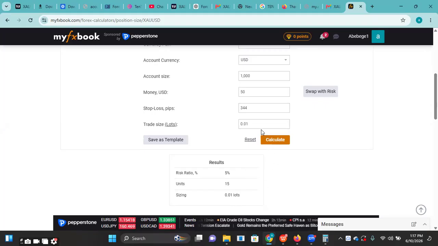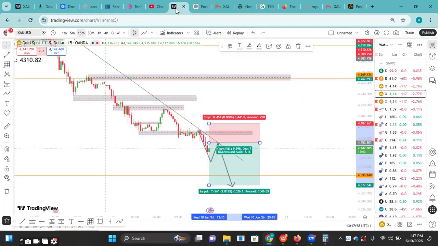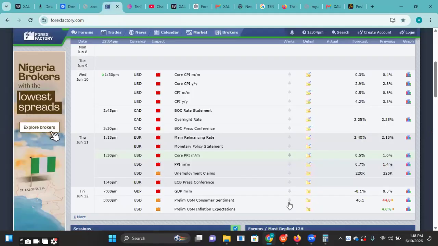This is the longer route. So the better way for me is just a quick one. What I do is the amount I'm willing to risk divided by stop loss in pips and divided by constant 10. It will give me that same lot size. So that's exactly what I'll be doing when the news comes out. The news is coming out by 1:30, that's in less than 15 minutes from now. The news will be coming out.